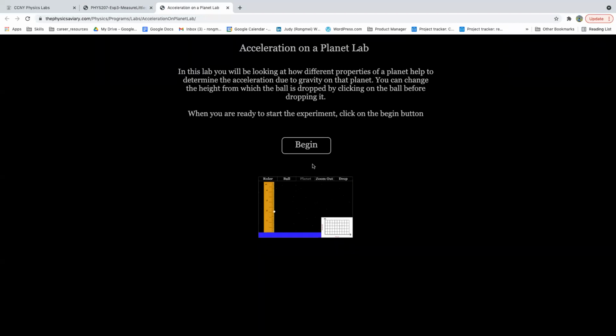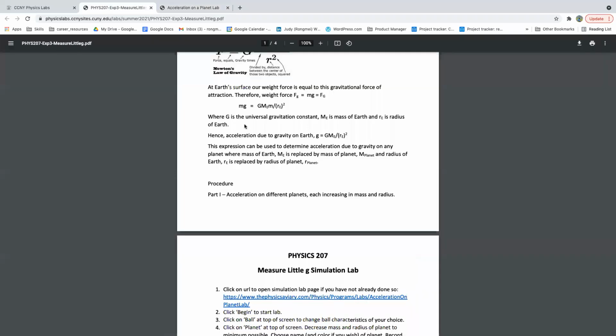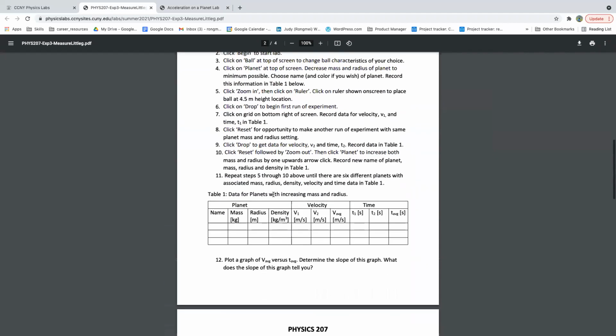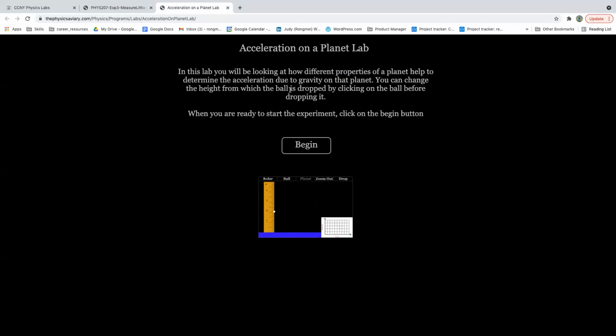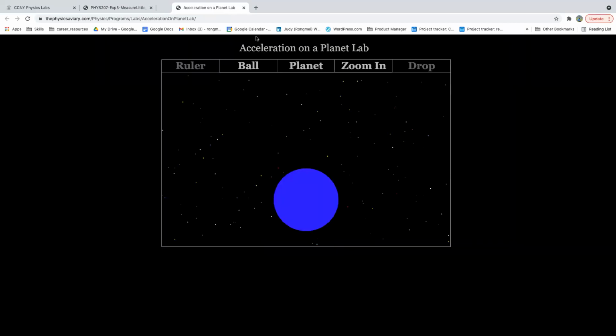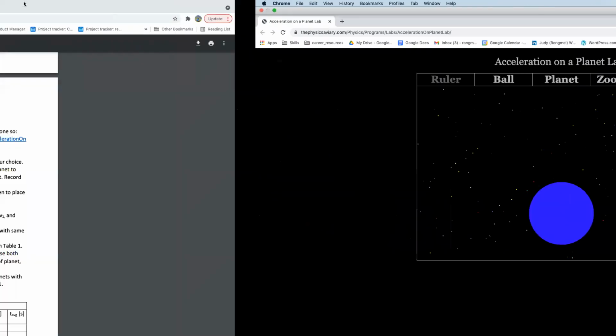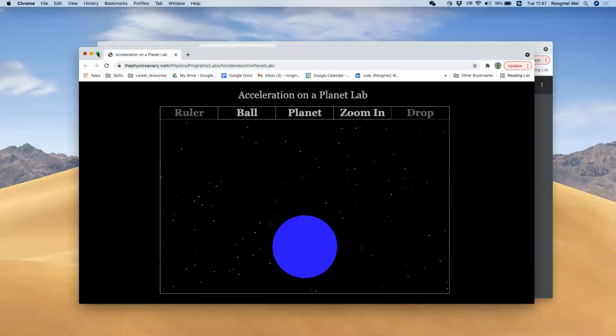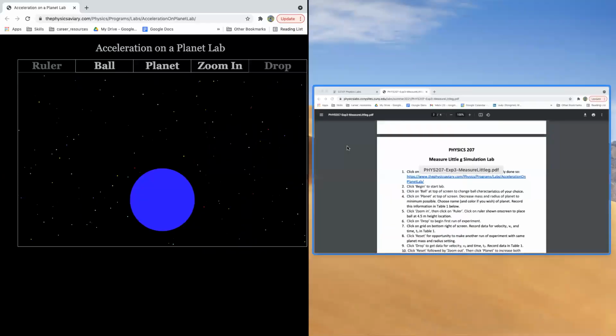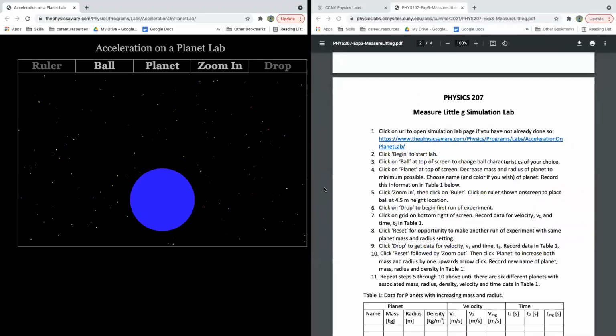So if you open the link for the simulation lab, the first one is to measure, okay, so let's see. So you can begin. Then the ball on the screen, click the ball on the top of the screen to change the ball characteristics of your choice.